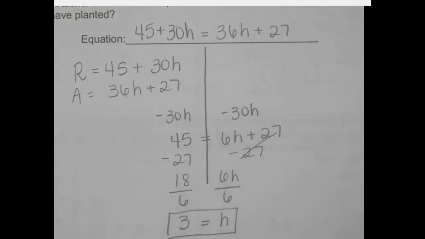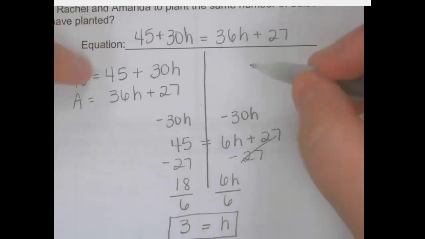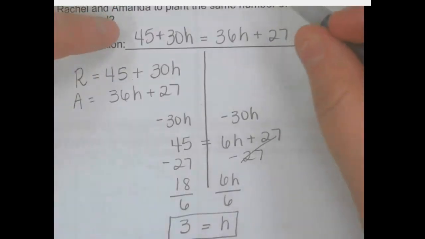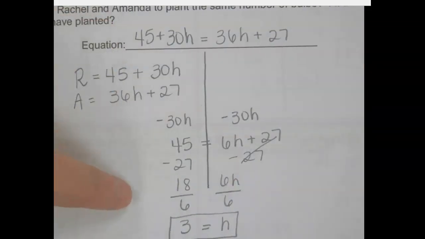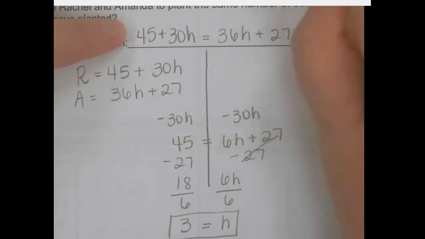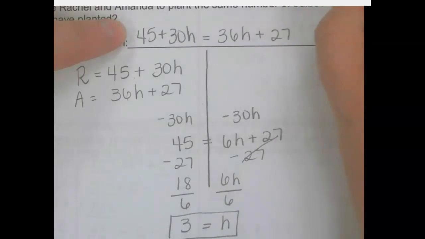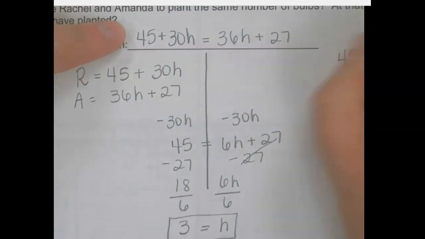But remember, there's 2. So now, does it matter which equation I go back to? No, because we just saw for when they'd be the same. So actually, I could plug it in either. So I'm just going to take the first one, 45 plus 30 times my h, which is 3. So 45 plus 90, which is 135. So that's going to be how many bulbs they each planted.